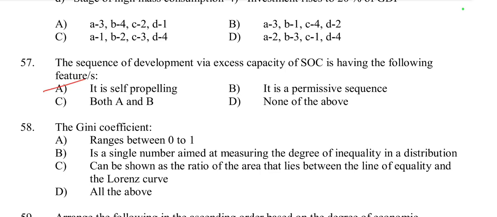correct. Then option 2, it is permissive sequence. Yes, it is a permissive sequence because the development process allows for flexibility and adaptability, facilitating growth and expansion in various sectors as excess capacity is utilized and transformed into productive output. So both A and B is the right answer.